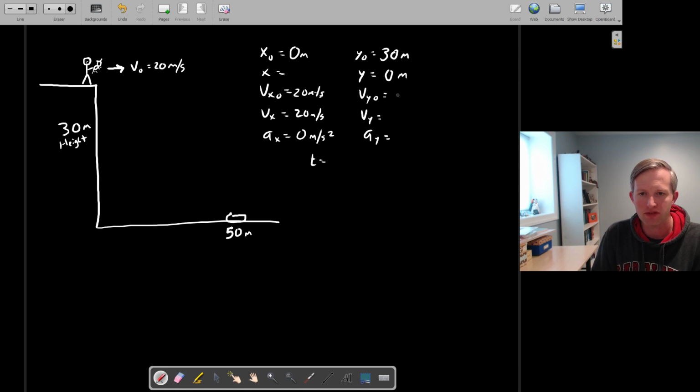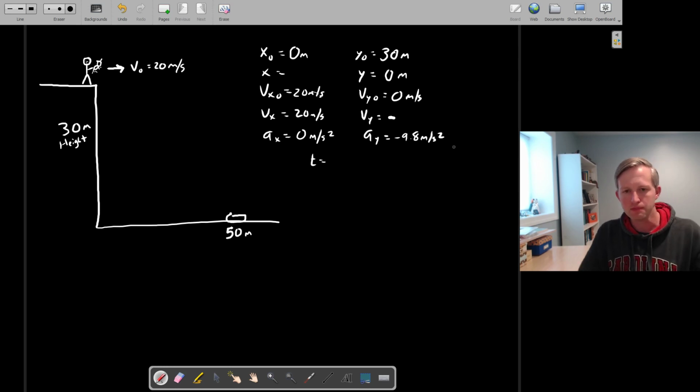For my initial y velocity, I actually know that that's going to be 0 meters per second because I said I projected the raccoon horizontally, or you projected the raccoon horizontally. We didn't throw it up or down. The final y velocity we know is going to be something negative. We don't know what that value is going to be yet, but we know it's going to be negative because the acceleration is negative 9.8 meters per second squared.